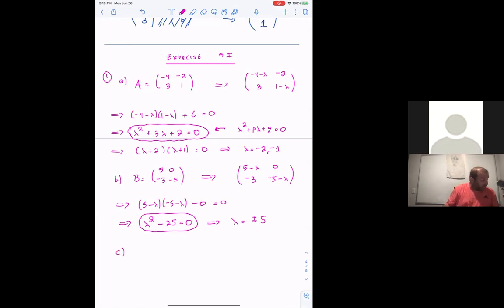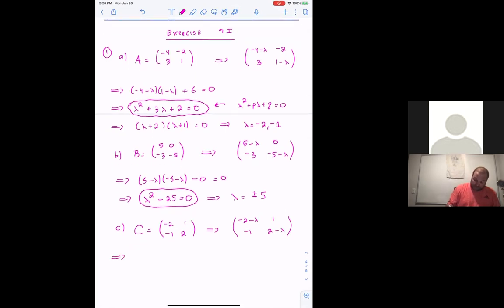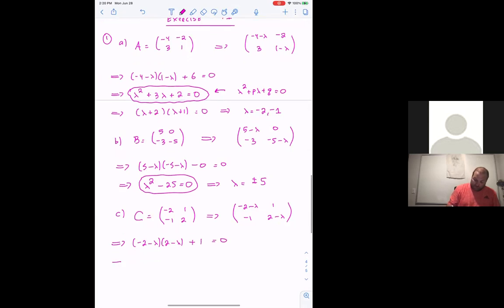And then for part C, we have that the matrix C is equal to -2, 1, -1, 2. So if I subtract lambda along the main diagonal, I get that. Take its determinant: (-2 minus lambda)(2 minus lambda) minus -1, set it equal to 0. Multiply it out, lambda squared plus 2 lambda minus 2 lambda goes away, minus 4 plus 1, minus 3 is equal to 0. And that's the characteristic equation.